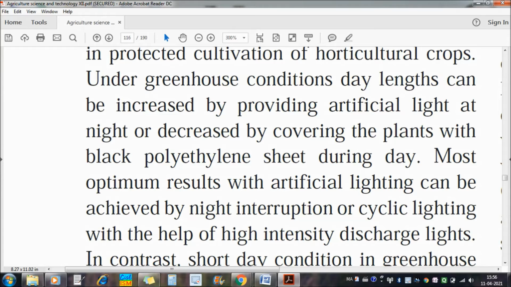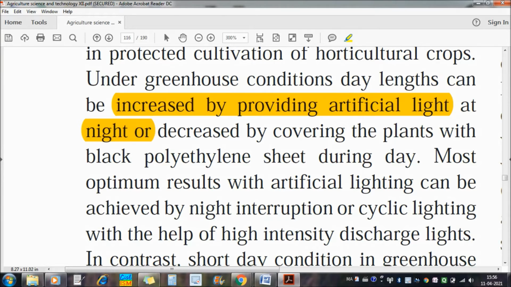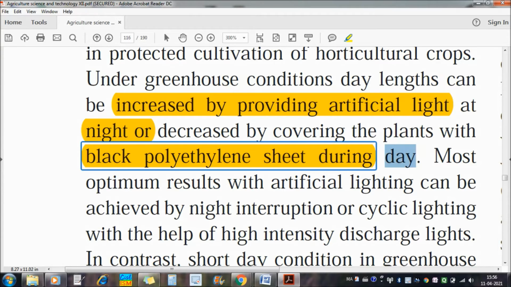So under greenhouse condition, day length can be increased by providing artificial light at night. During night, particular lights are to be used with black polythene sheets during day. So this artificial lighting is important where the intensity is less, particularly in the western countries. But in the Asian countries, there is no need of this artificial light because we have sufficient light intensity throughout the year.